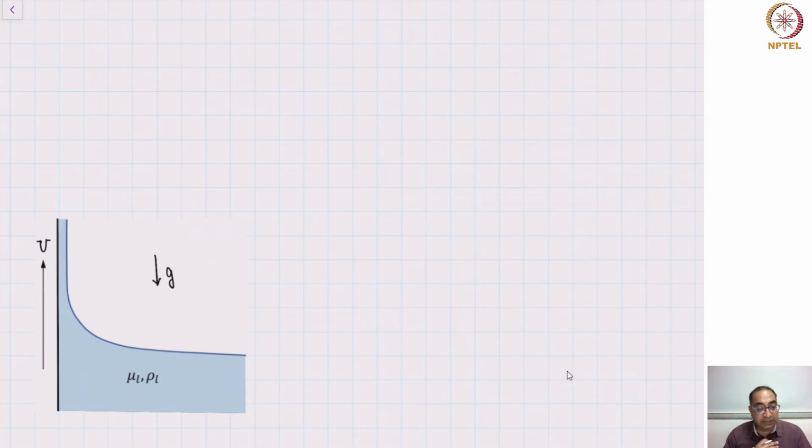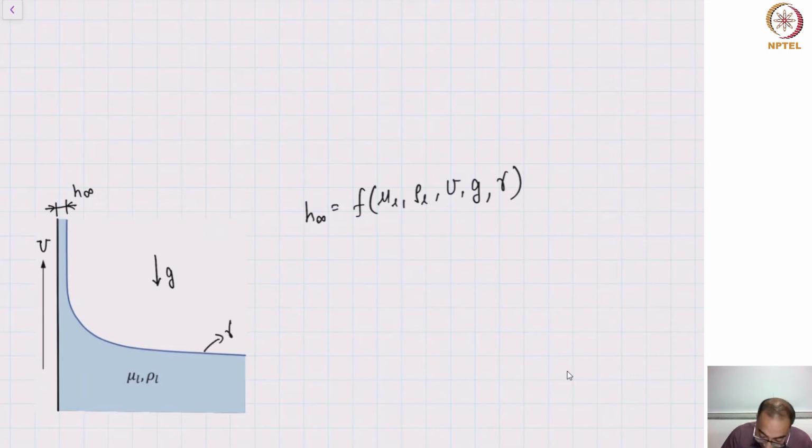The question that we are interested in asking is, what is the thickness of this coating? We'll call it H infinity, as a function of liquid parameters. What are the liquid parameters? The viscosity of the liquid, the density of the liquid, and then we have some flow parameters such as the velocity of the plate, we have gravity, and finally we have surface tension. Surface tension acts at the interface between the liquid and the gas above.